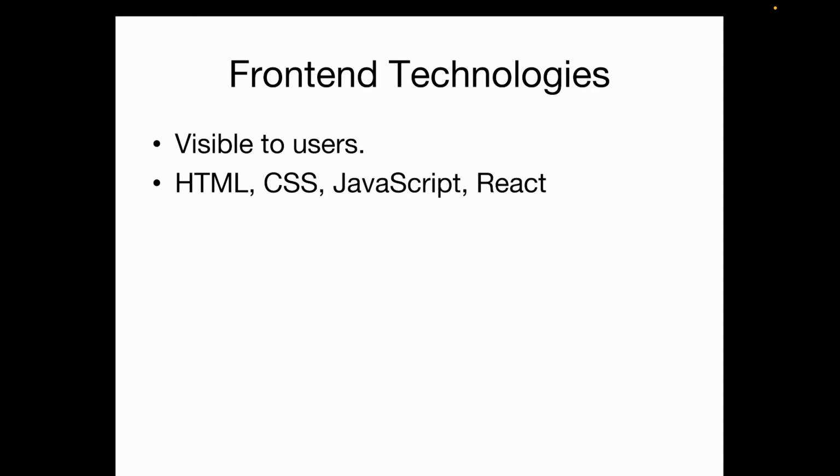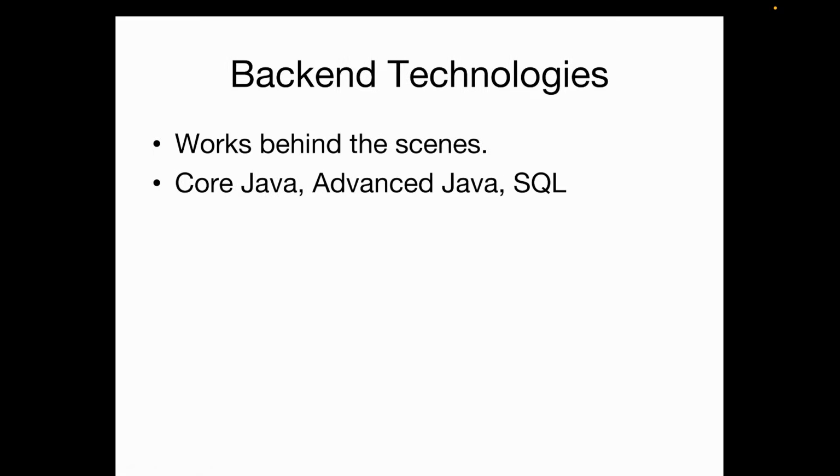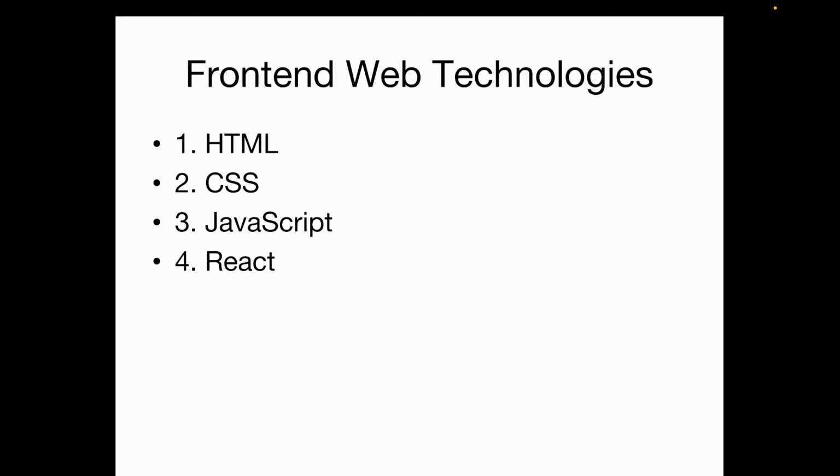Front-end technology is visible to the users. We use HTML, CSS, JavaScript, React. Backend technologies work behind the scenes: Core Java, Advanced Java, SQL, Python, Advanced Python, Django, like that. Front-end web technologies: we learn first HTML, CSS, JavaScript, after that React.